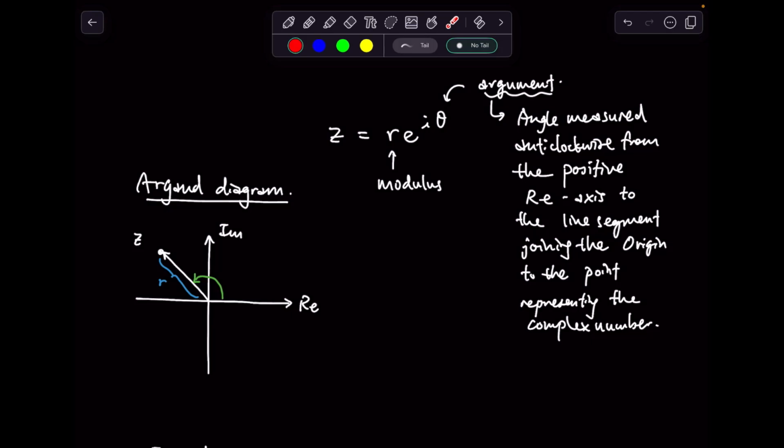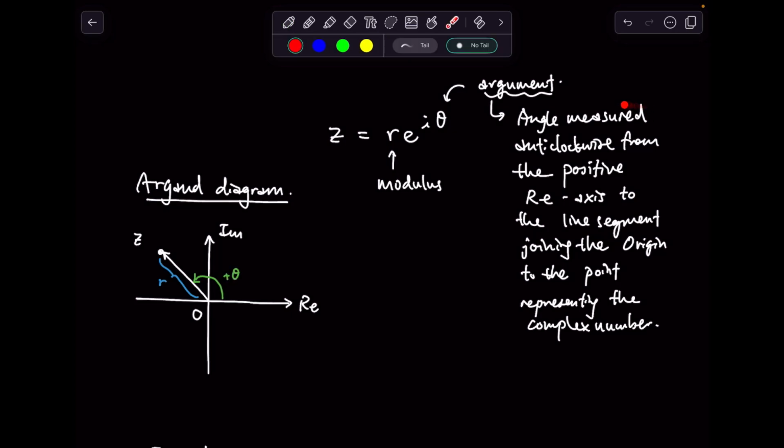So on this Argand diagram, we have a real axis running horizontally and an imaginary axis running vertically. A complex number can be denoted by a point on the Argand diagram. So let's say I have this complex number z, right? Complex number z. And this complex number has a modulus of r, which means it is a distance of r units from the origin. Okay, and the argument, which is theta, is measured.